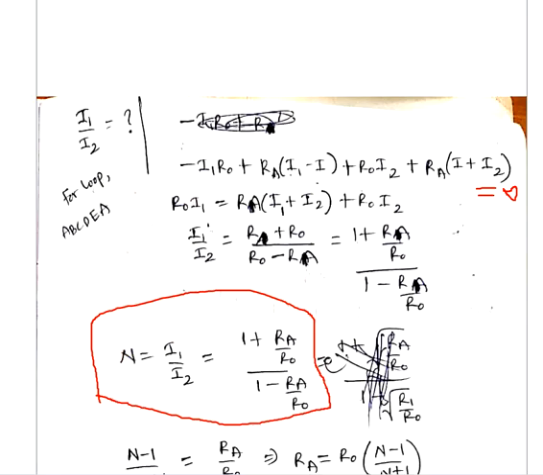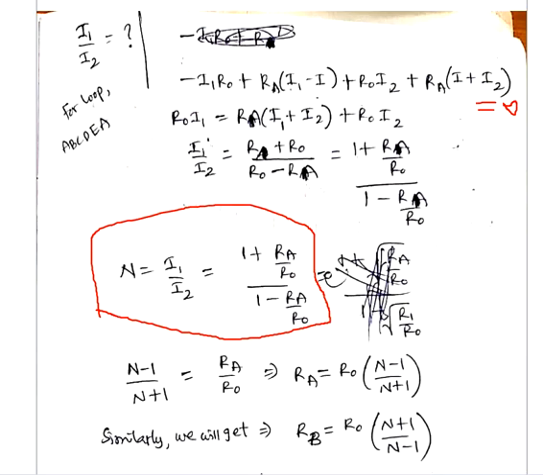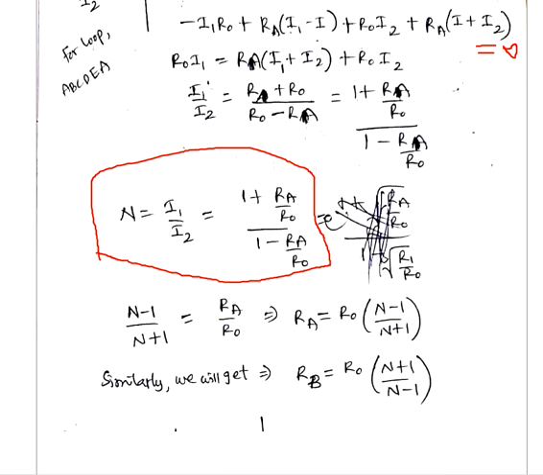So you will get it as (1 plus RA by R0) by (1 minus RA by R0). From this, if you take (N minus 1) by (N plus 1), it will come as the ratio RA by R0. And what is unknown here? RA, for designing the attenuator. So we need to write RA is equal to R0 into (N minus 1) by (N plus 1). That's it. It is easy to get here. So remember, we have not even used the R0 expression here.